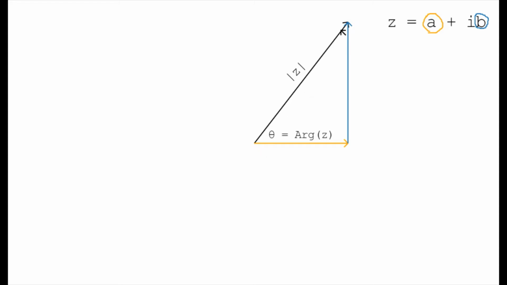The length of the hypotenuse is what we call the modulus of our complex number z. And the angle from the right-hand side of the x-axis to the hypotenuse is called the argument of z. This we can use to prove something.